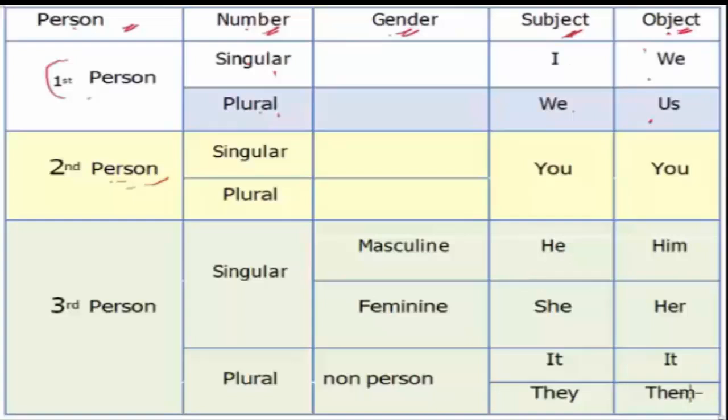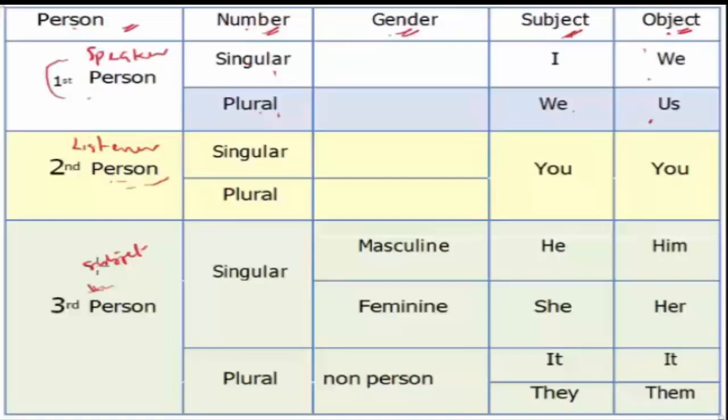Pronoun, the first person is the speaker, like I, like we. The second person is the listener. The third person is the subject you are discussing. I said the first person is the speaker, the second person is the listener, and the third person is the subject that is being discussed for pronouns.